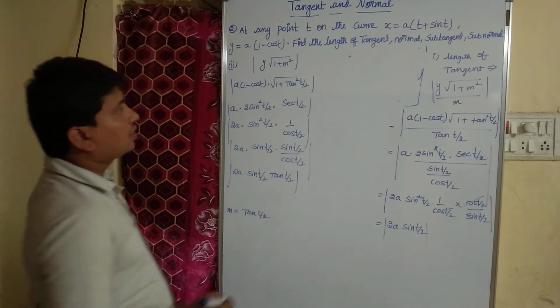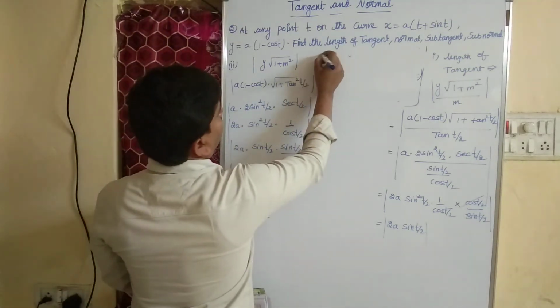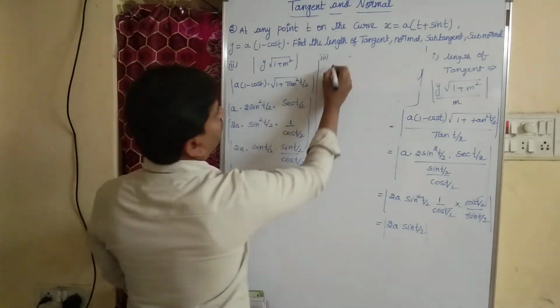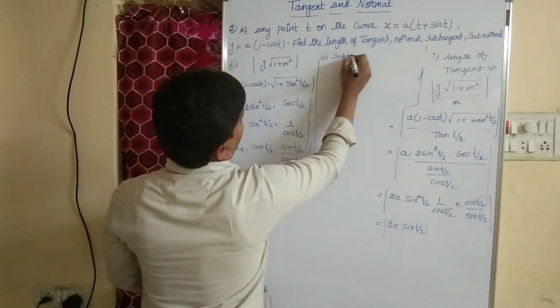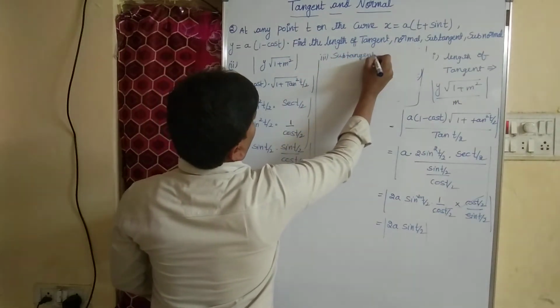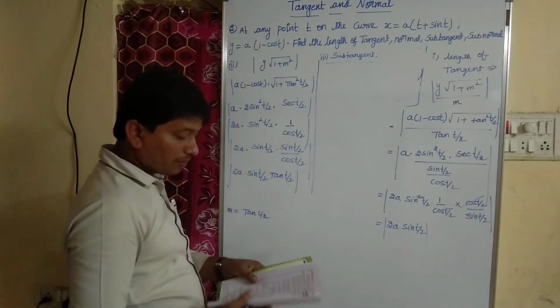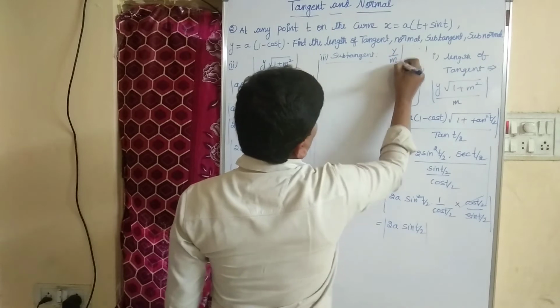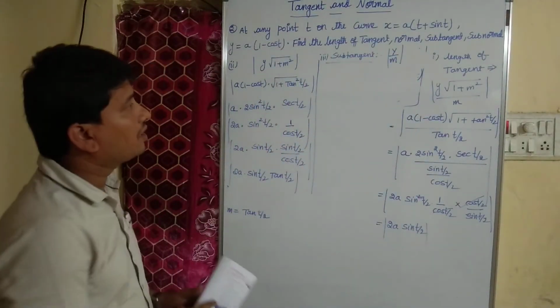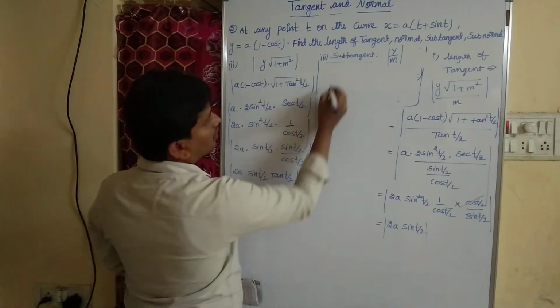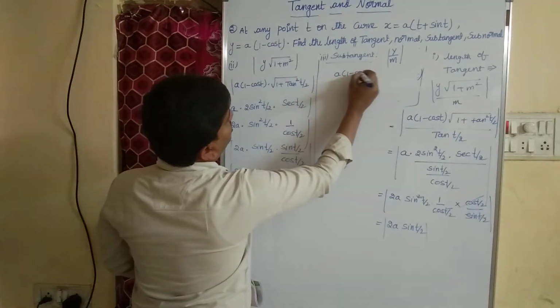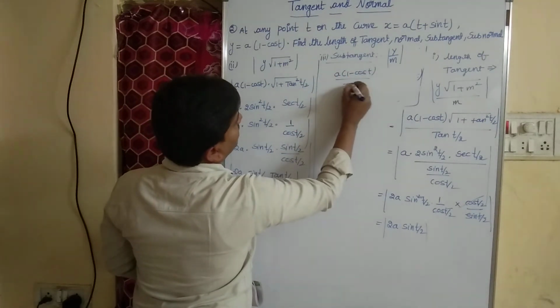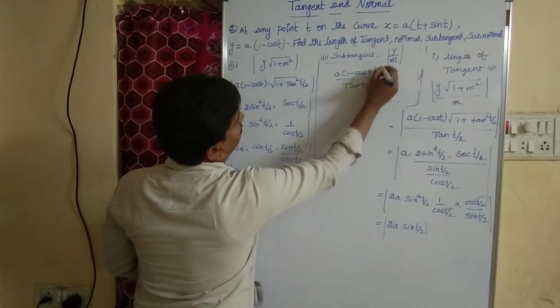Okay, children? Now coming to third one, length of subtangent. What is the formula for length of subtangent? The formula is y by m. Y by m. As the value of y is a into 1 minus cos t, by the value of m which is tan t by 2.